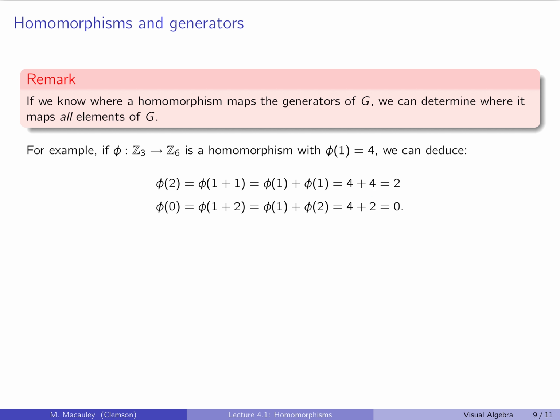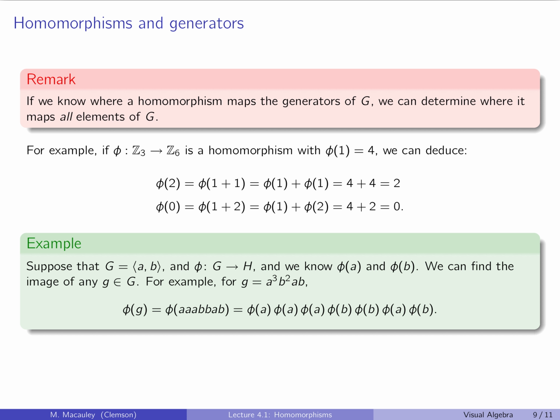And similarly, phi of 0, well, what is 0 in Z3? It's just 1 plus 2, that's one way to write it. So it's phi of 1 plus phi of 2, and phi of 1 we assumed was 4, and phi of 2 we just deduced was 2. So 4 plus 2 is 0. So just knowing where the generator of Z3 got mapped to tells us where all of the other elements get mapped to as well.